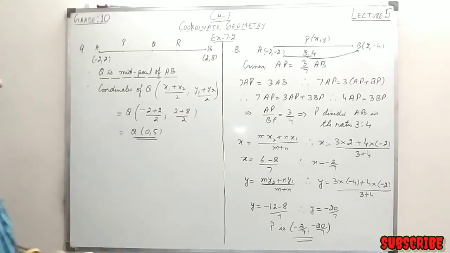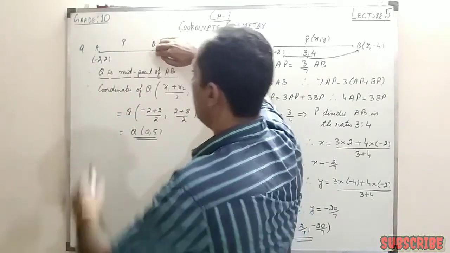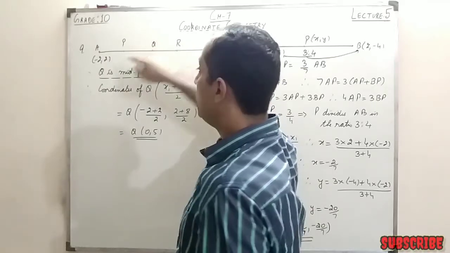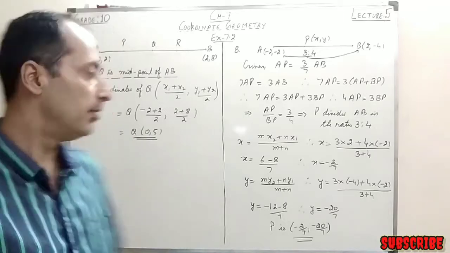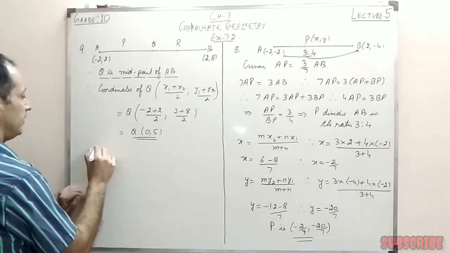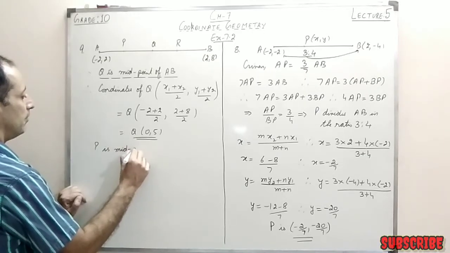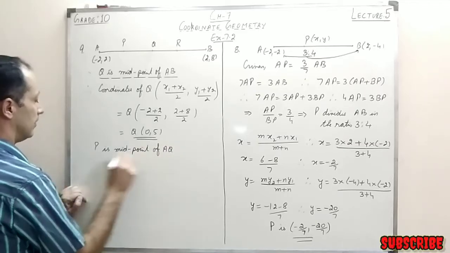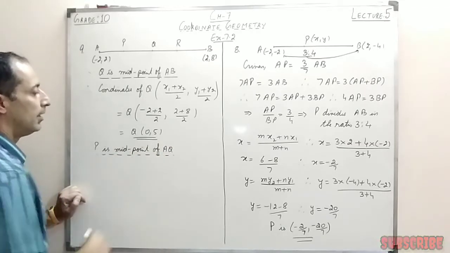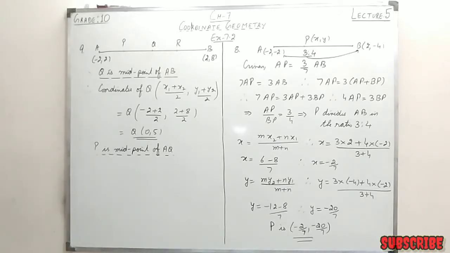Now if you carefully look at the diagram, if I hide this thing, and I say AQ, this AP and PQ are equal, it means P is the midpoint of AQ, right? So we can apply, we say P is midpoint of AQ. So using this, we can find the coordinates of P also, quite simple.